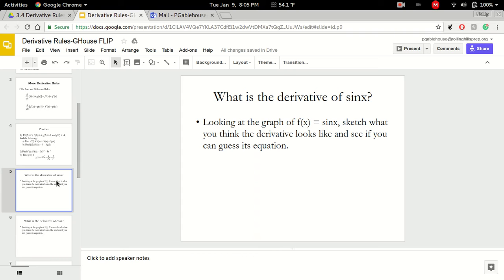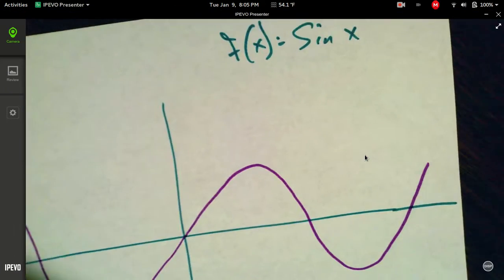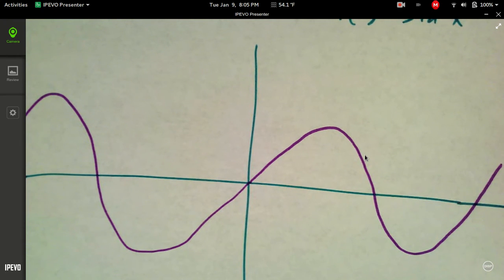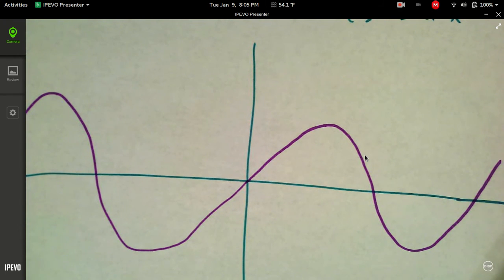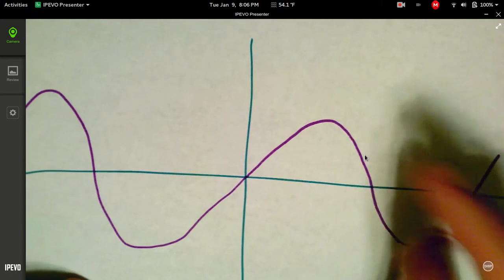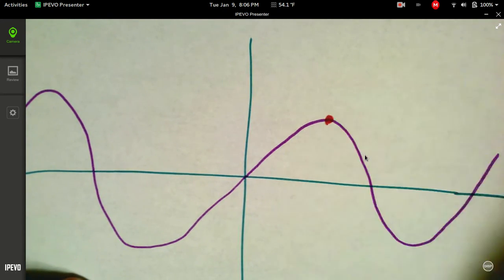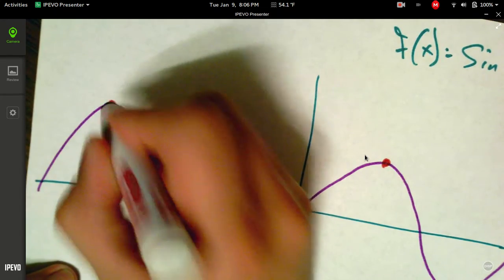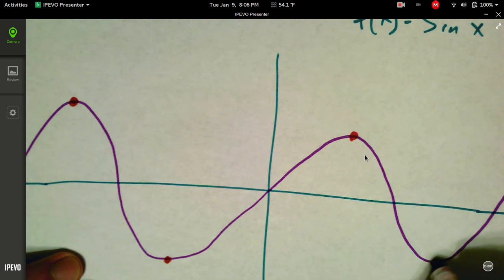So the derivative of sine of x. Okay, so we're going to look at the graph of sine of x, and we're basically going to do that graphing thing that we did in the last video that I showed you guys. So let's take a look at a graph of sine of x here. Let's identify all of our zeros, all the places where we're going to have tangent lines that have slopes of 0. So we have a slope of 0 here, we'll have a slope of 0 here, and a slope of 0 here, and a slope of 0 here.